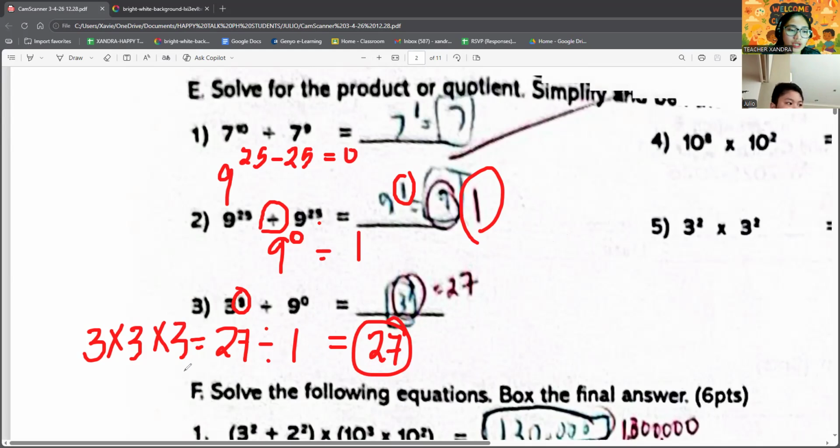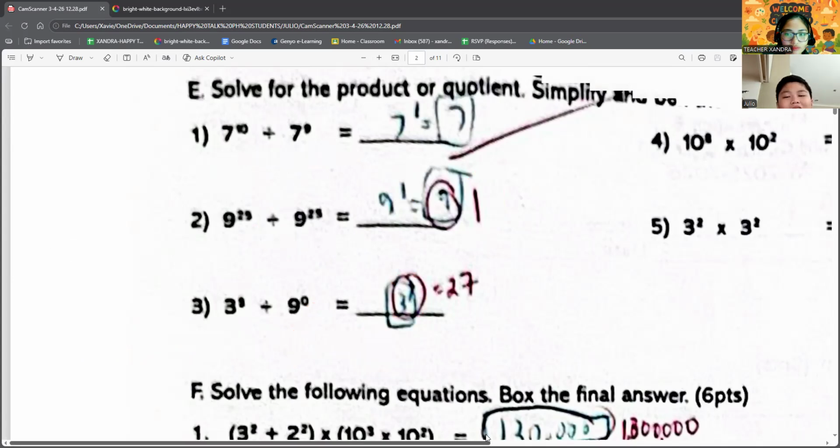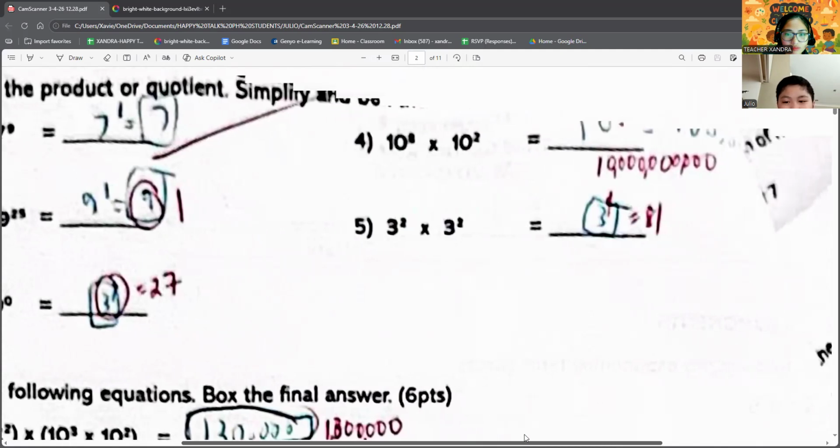Julio, any question for number 3? Why is your answer wrong? If the base is 0, the answer will always be 1. Okay? I wasn't thinking right, and I skipped this part, and when it was almost time, I kind of ran through it.